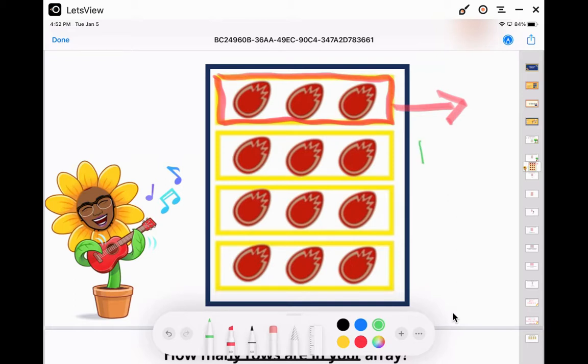Did you say that they're rows? That is absolutely correct. We call each of those groups a row. Notice that your rows create equal groups, just like the pictures we looked at yesterday.